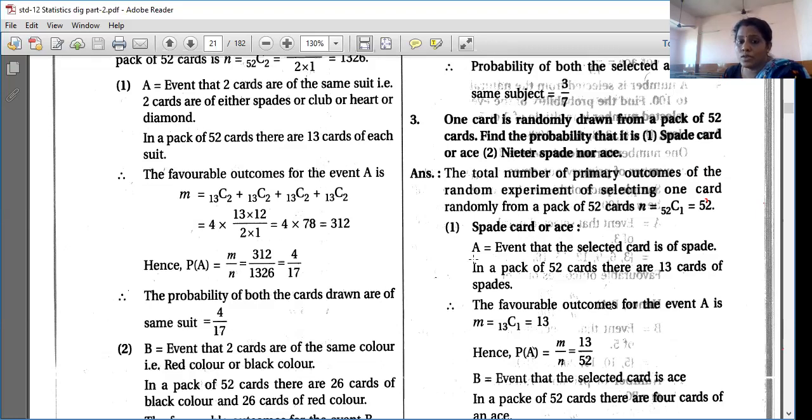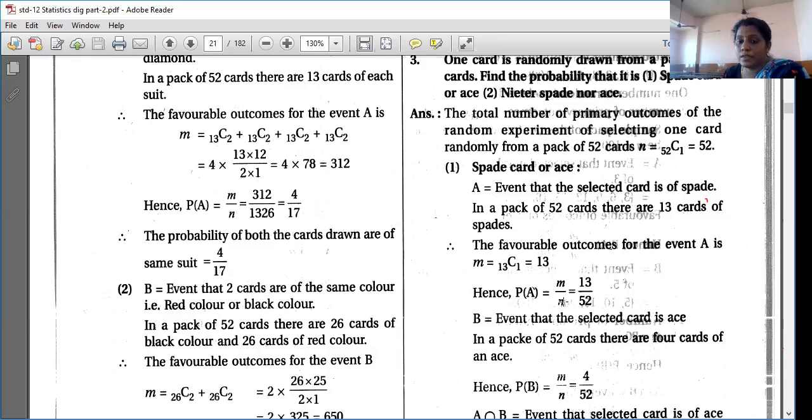Spade or ace. So A is the event that the selected card is a spade or an ace. One by one we have to find. First, if the selected card is a spade, it means one design, so 13C1, that is 13. P of A equals m upon n, that is 13 upon 52.